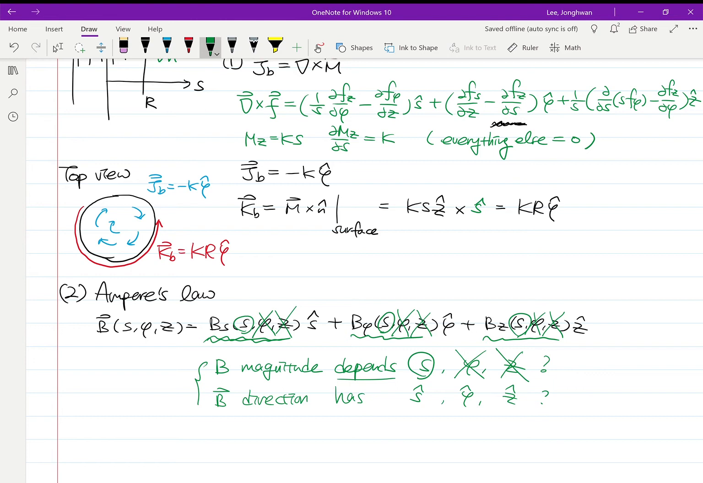So let's think about the direction of the B field. It's a little bit more tricky, but now we have a kind of rotating current. If you use your right-hand rule and think about something like a solenoid, the B field would not have a rotating component in this case. Because the B field is generated around the current direction, and the current is now rotating along the phi hat direction, the B field will not have a phi component.